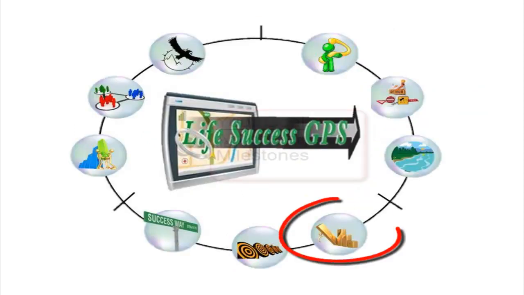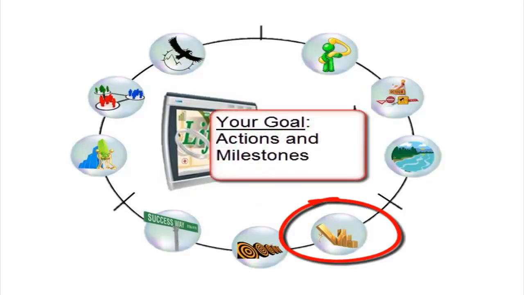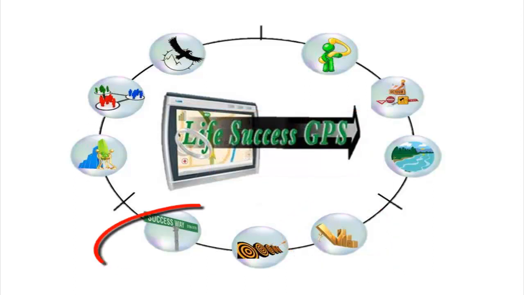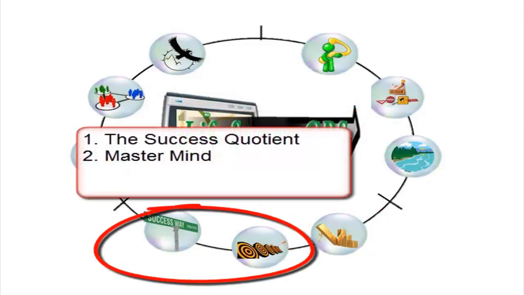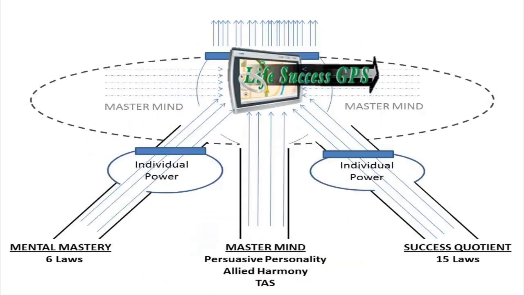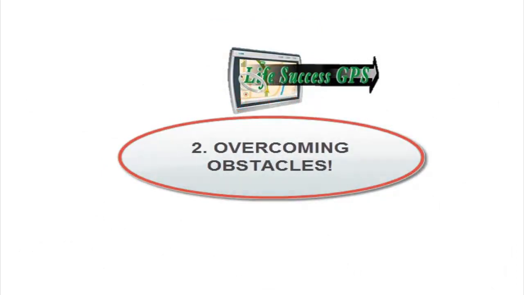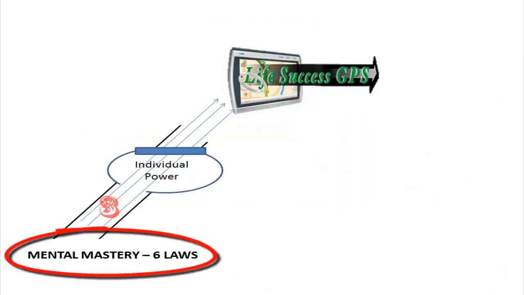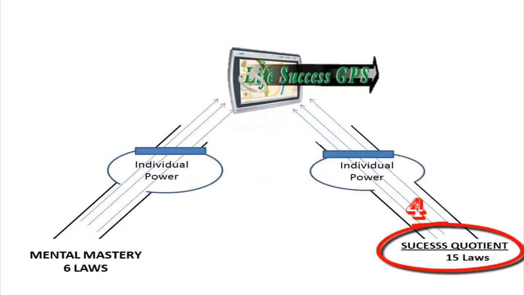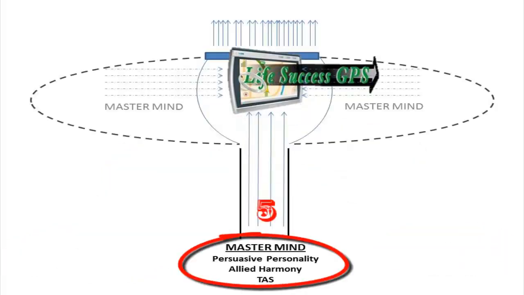In this video, I'll talk about setting goals, the actions and milestones, along with the success quotient and the mastermind. There are the 5 parts of the Positioning for Success course. 1 is your big why. 2 is removing obstacles. 3 is the mental mastery. 4 is the success quotient. And 5 is the mastermind.